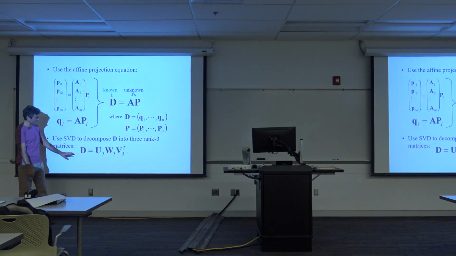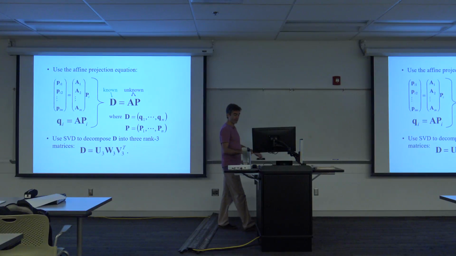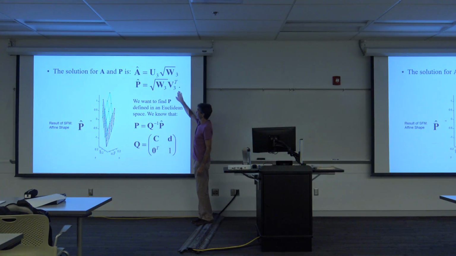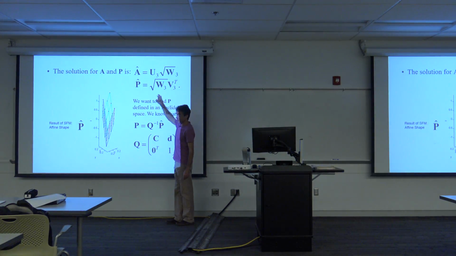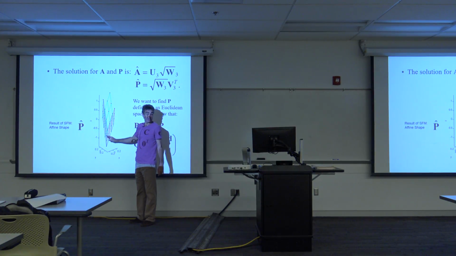And we've shown that you can use SVD to decompose the data matrix, the only unknown that I have, and then take the first 3 singular vectors and singular values and equate them to A and P, right? So you have this here on top, 2 possible solutions for A hat, P hat. So far, so good? Now, the problem with this is that if we recover our three-dimensional structure with this and we plot it, this is what we're going to see. Now, why do we see this?